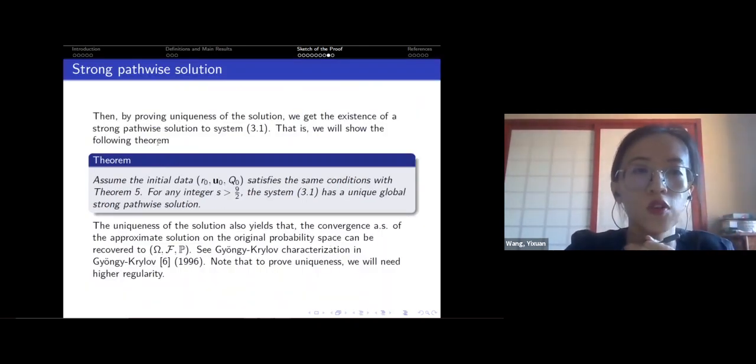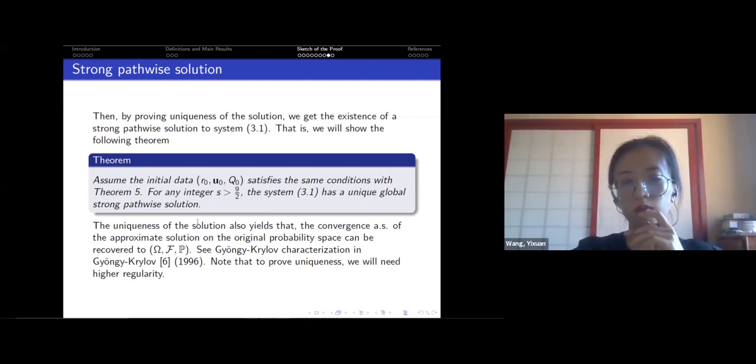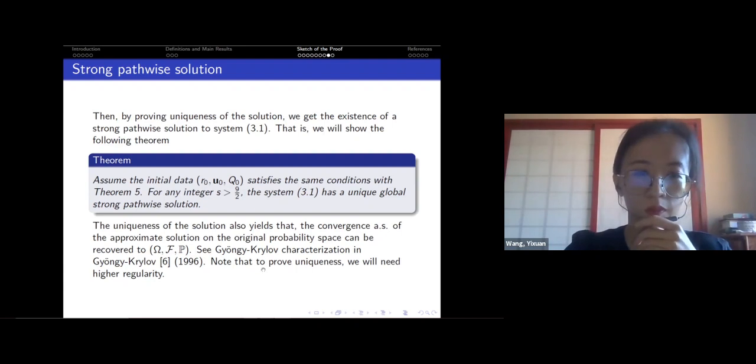The next thing is to prove the pathwise property, which is the same as proving the uniqueness of the solution. That is the following theorem. Assuming R0, U0, Q0 same as before, for any integer s bigger than 9/2, this system has a unique global strong pathwise solution. To prove this uniqueness, the regularity has to be higher, from s bigger than 7/2 to s bigger than 9/2.